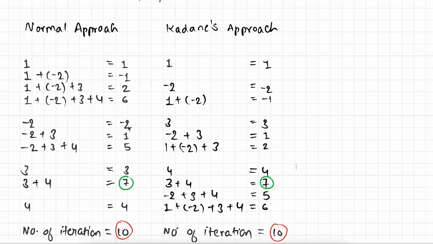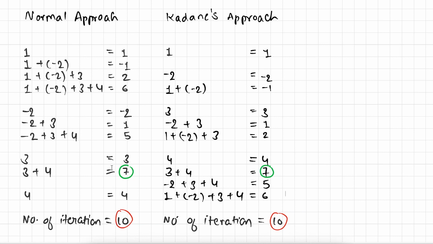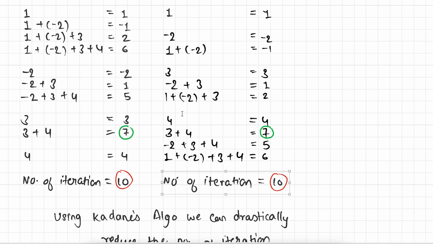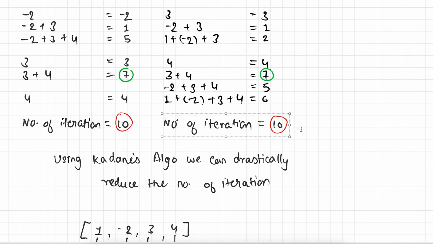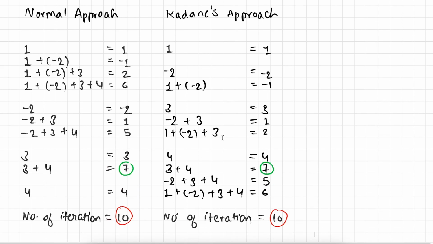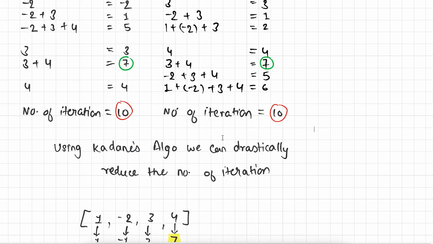And if we follow Kadane's approach instead of the normal approach, we are getting the same results. You can see that all the subarrays we got so far are exactly the same as all the subarrays we got before. And the maximum sum is also the same as before. And here also we are taking 10 iterations to find all the subarrays ending with each element. Okay. But using Kadane's algorithm, we can drastically reduce the number of iterations we are using here. Let me explain to you how.